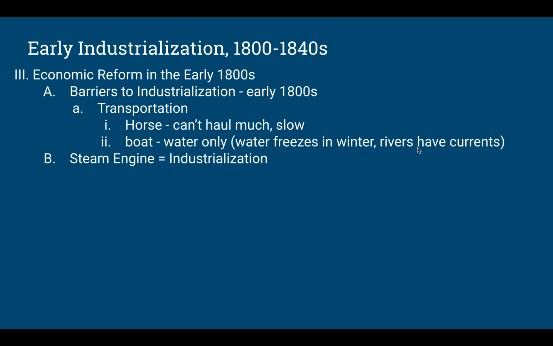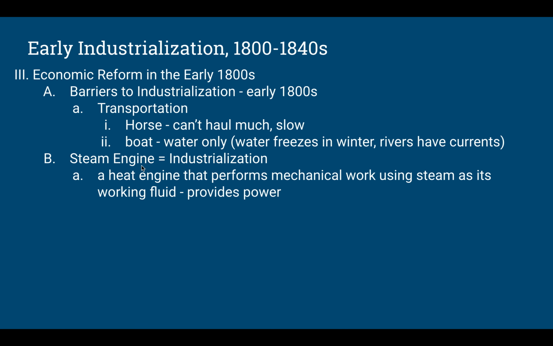Then the steam engine comes along, and the steam engine equals industrialization because it is used in several different ways for manufacturing as well as for transportation. So what is a steam engine? It's a heat engine that performs mechanical work using steam as its working fluid. So it provides power to an engine.